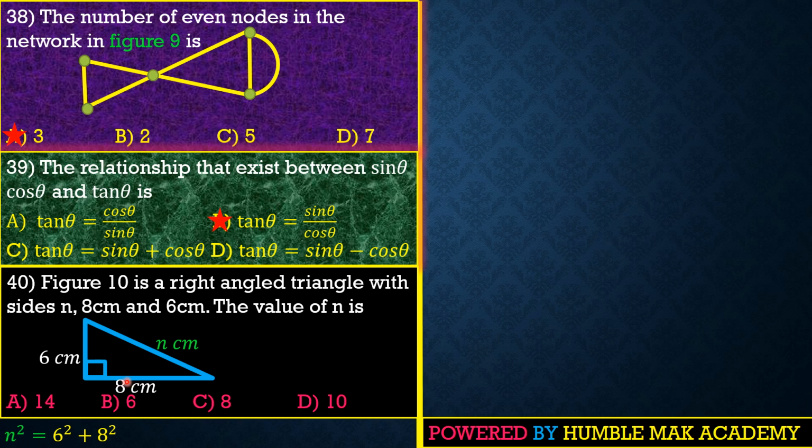6 squared is 36, 8 squared is 64. Adding those two gives us n squared to be the same as 100. Taking the square root on both sides, we have n to be the same as 10. Great. So guys, option D has to be the best option.